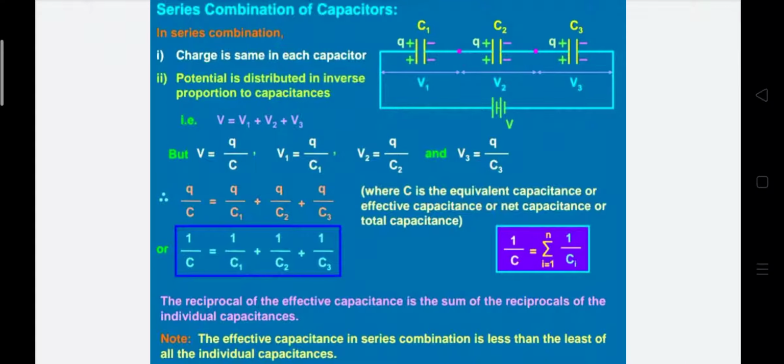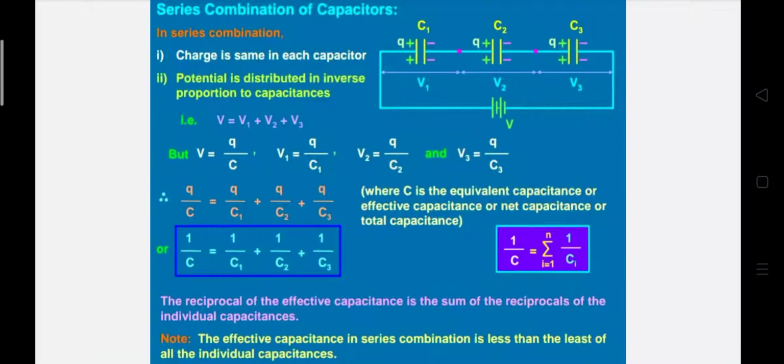Combinations of capacitors. In many situations, we need to combine two or more capacitors. There are two main methods of combination of capacitors. Capacitors can be either combined in series or in parallel. So first we will discuss the series combination.